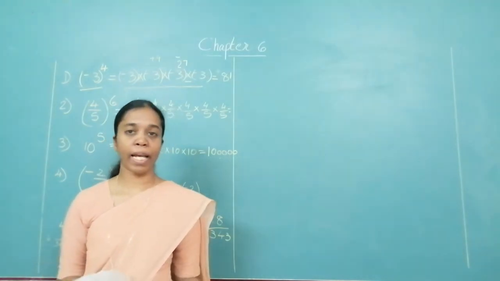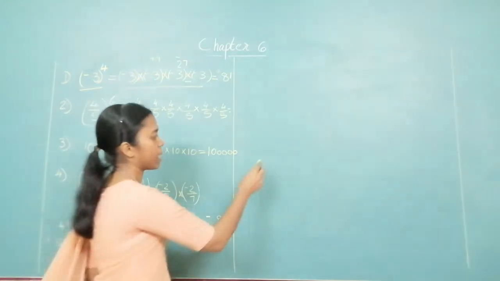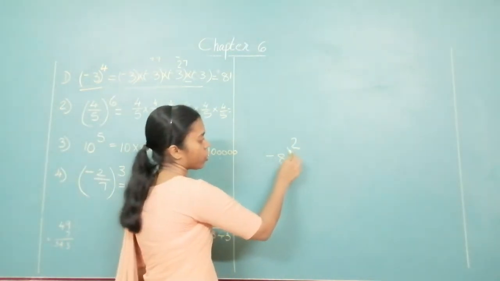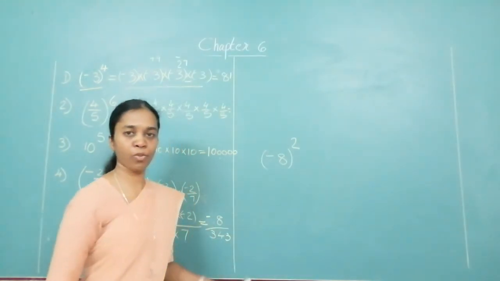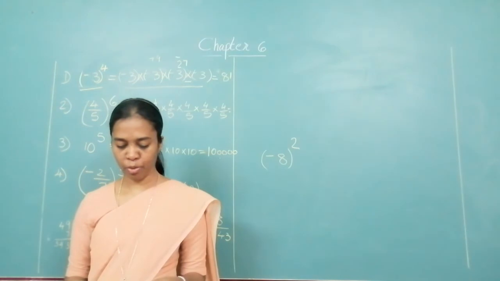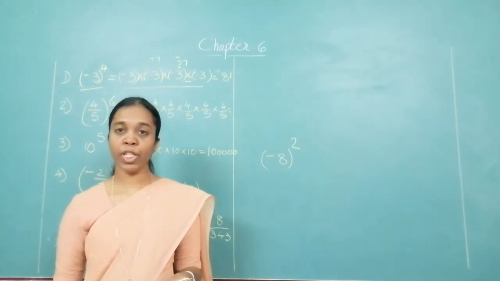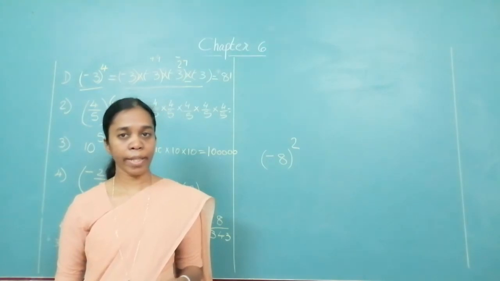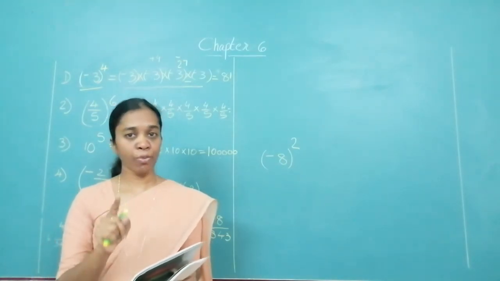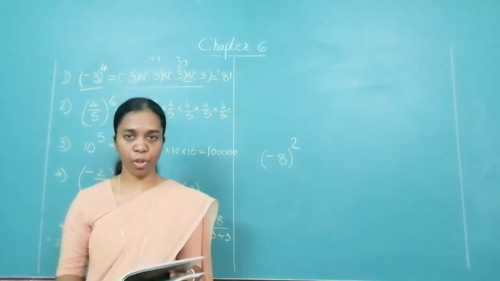So how do you write the index form? Base is minus 8. Index is 2. So this is the index form. Write it in the multiplication form. Find the value of it. Now the fourth one, multiplication form is given. Write it in the index form. I think by now you know how to do it. Please take care. If it is a fraction, you have to put the bracket for it.